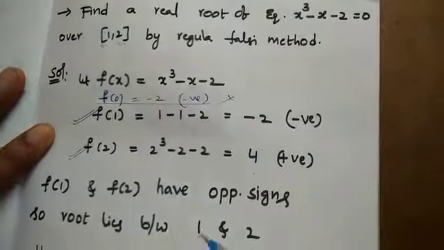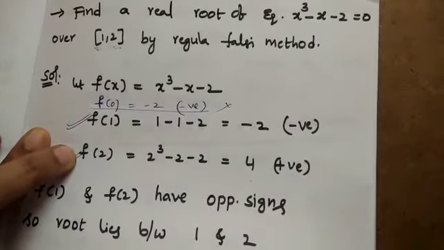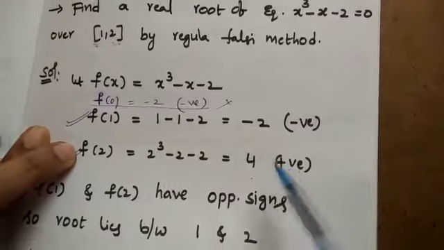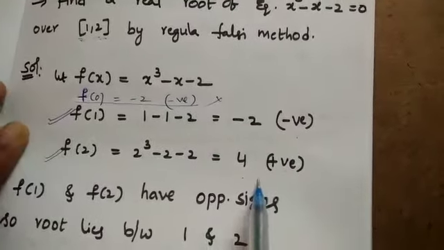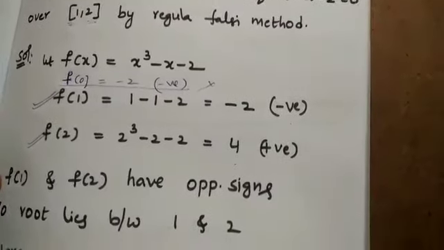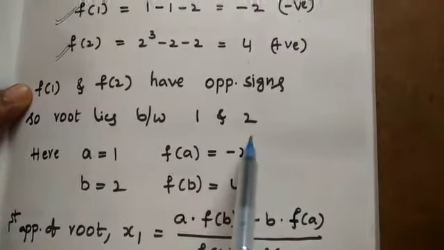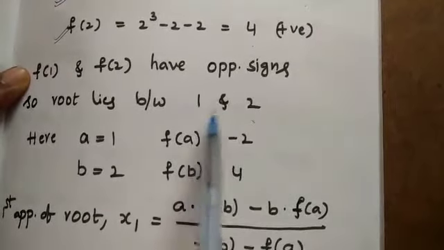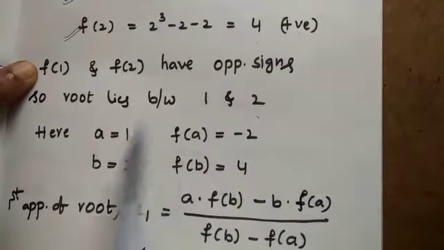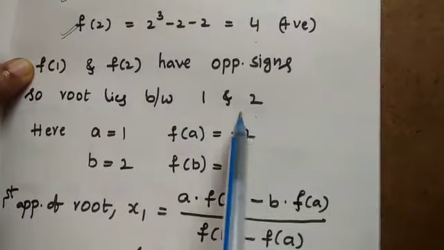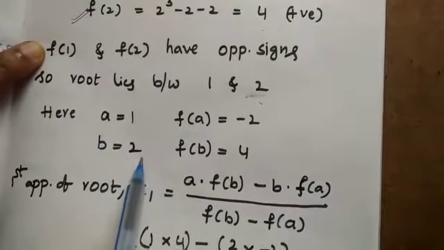As in calculating the approximate root we need the f(1), f(2) values, that's why we did it here. Clearly f(1) is negative, f(2) is positive. So by the intermediate value property, f(1) and f(2) have opposite signs, so a root lies between 1 and 2. After getting this, among these two values take the smaller one as a and the bigger one as b. So a = 1, b = 2.